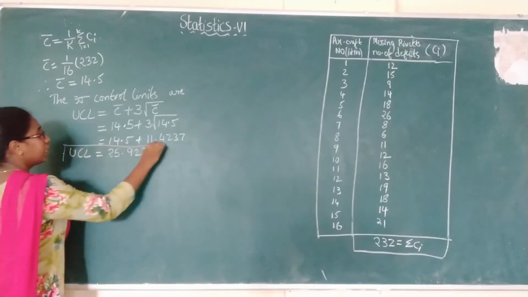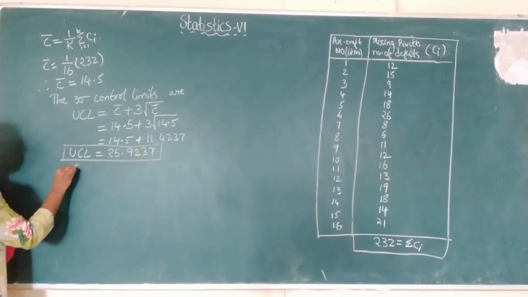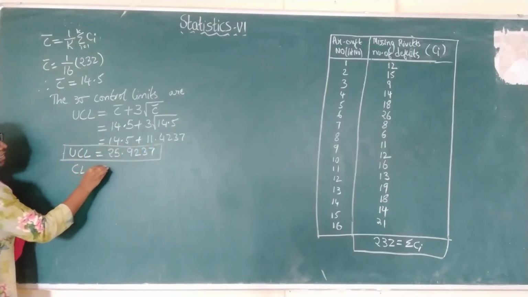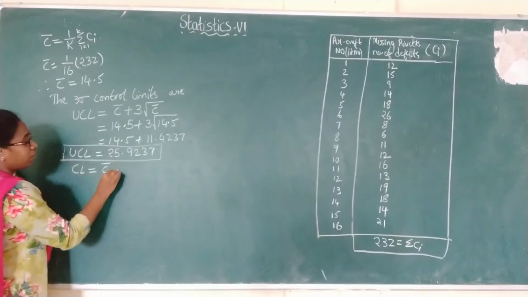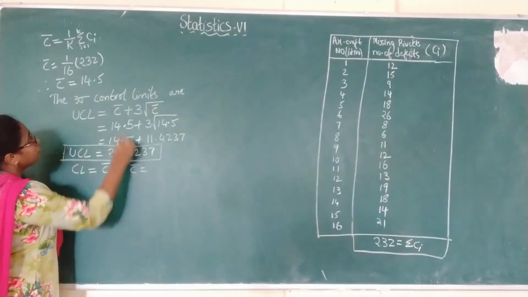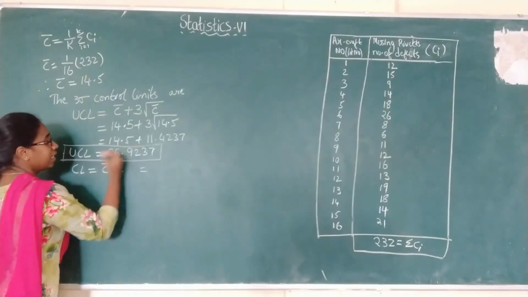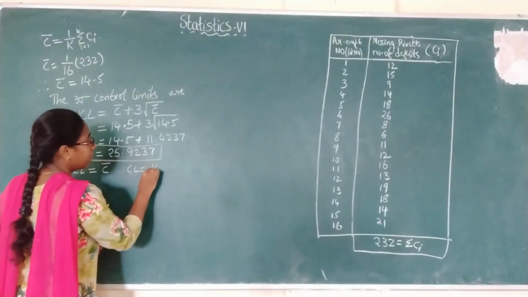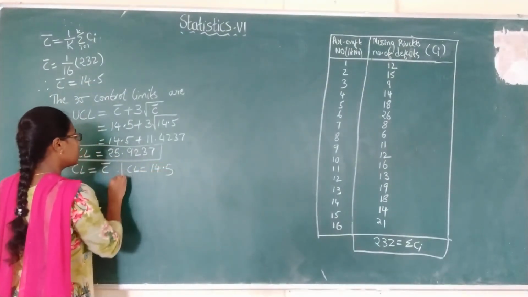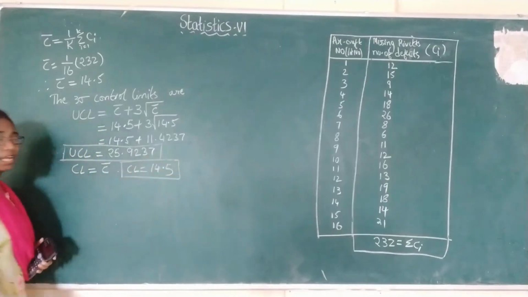Next find out the CL value. What is CL? CL is nothing but the central line, equal to the average itself, that is C bar. So CL equals the C bar value, 14.5. This is the required CL value.